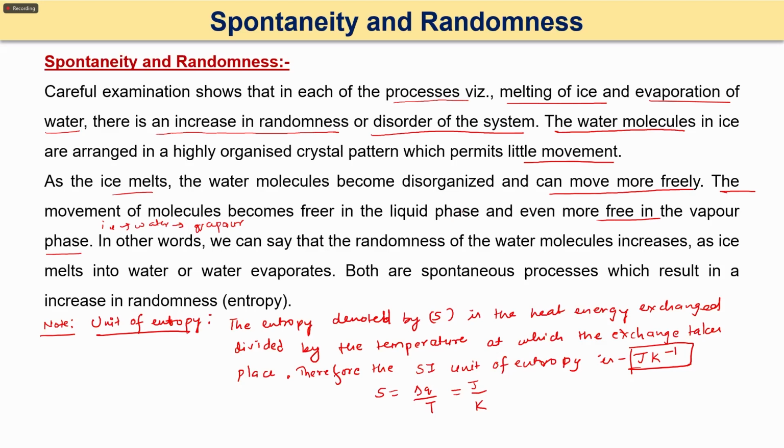Because your molecules are freer in the liquid phase, and they are even more free to move in the gaseous phase. So in other words, we can say that the randomness of the water molecules increases as ice melts into water or water evaporates. So both are spontaneous processes. The melting of ice into water and the evaporation of water into vapor are all spontaneous processes, and they result in the increase in the randomness, that is entropy. Okay.